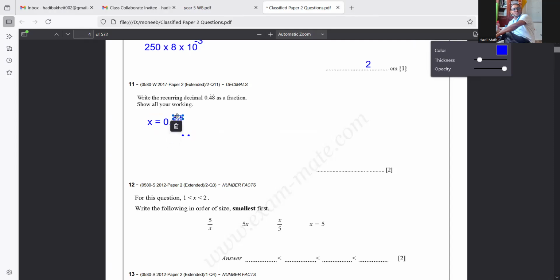Then the most important point. Then you look at it. Is the first digit after the decimal point recurring? If yes, immediately take this as 1. If no, you make it so and then take it as 1.